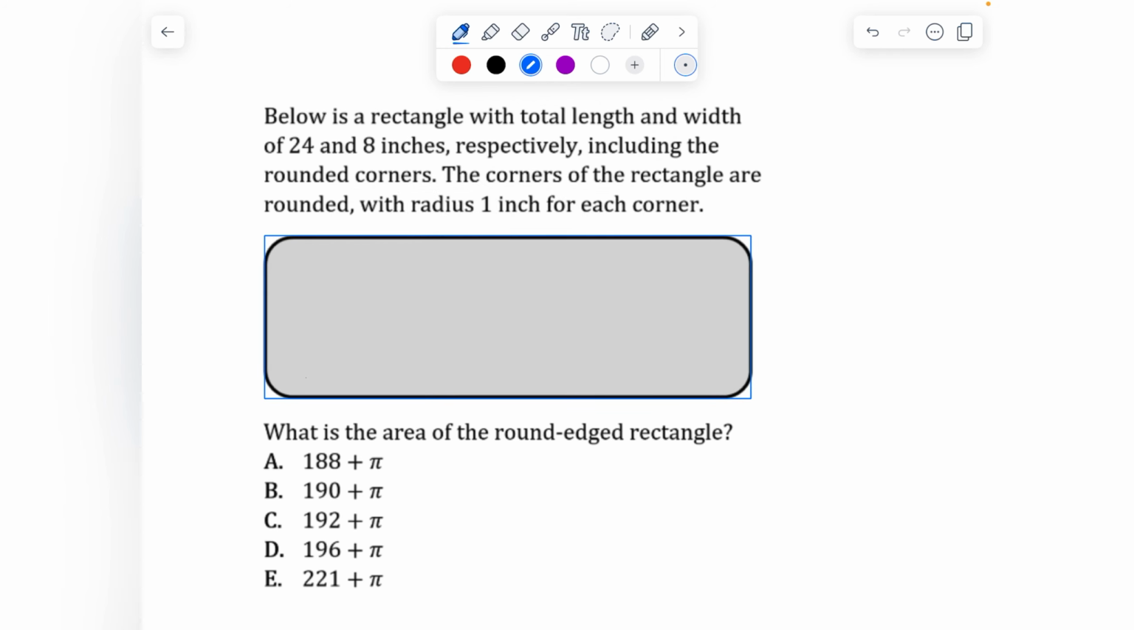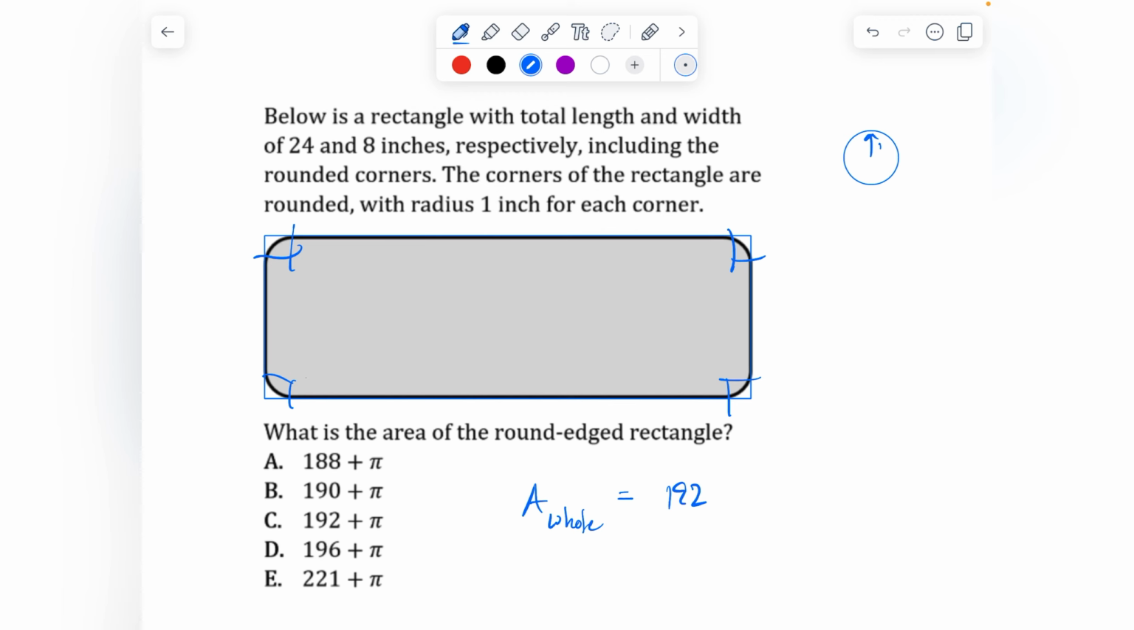Okay, so 24 times 8. That's going to give you 192. Now, how do we do the subtraction? Each of these little radius corner things, there's 4 of them. If you take 4 rounded corner things, you end up with a circle, right? With that same radius of 1.